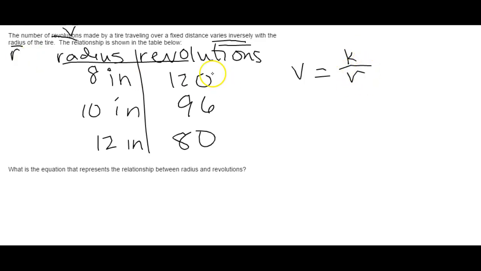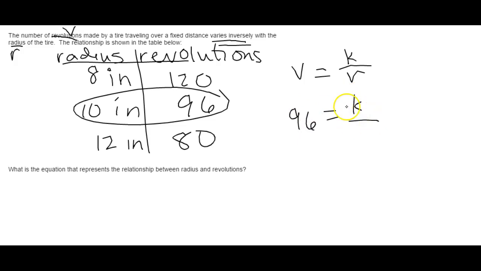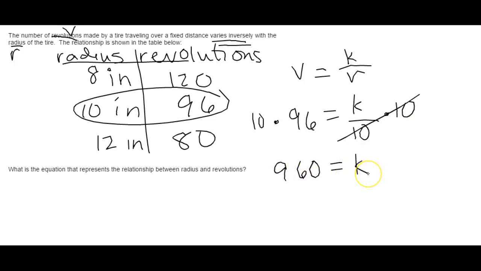Now we can take any of the points again. It doesn't matter which ones we choose. I'm going to choose the second set and plug it in. So revolutions was 96, v was our revolutions, and 10 inches was our radius. So to get k alone, we multiply, that's the opposite of division. So k equals 960. Now we can write out our equation.